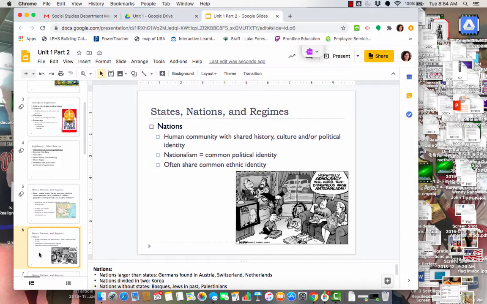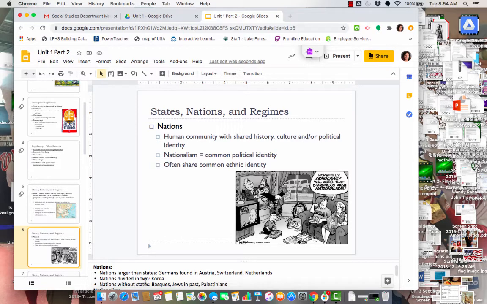Nationalism often is what binds nations together, a shared sense of pride about your nation. And then typically nations share ethnic identities. So nations sometimes are larger than states. Nations can be divided into two, and there are nations that don't have states, right? So I'll talk about those.